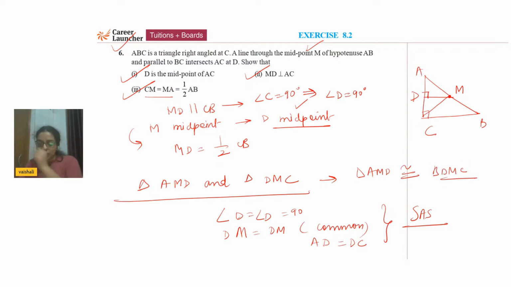Right? So once these two triangles are congruent to each other, so by CPCT, which is congruent parts of congruent triangles, I can say that my CM is equal to MA and we are done with this question also. Okay. So I hope so there is no doubt in the questions. Only based on the midpoint theorem, we have solved all the questions.